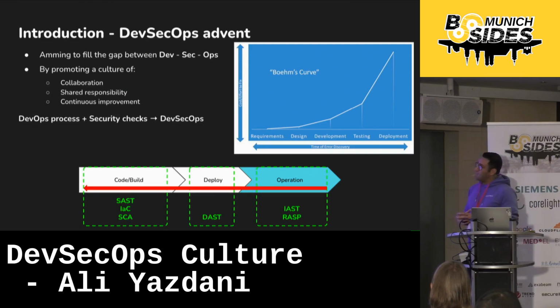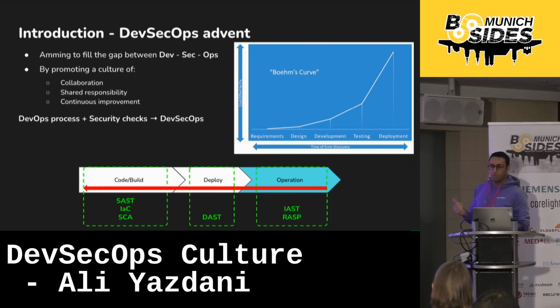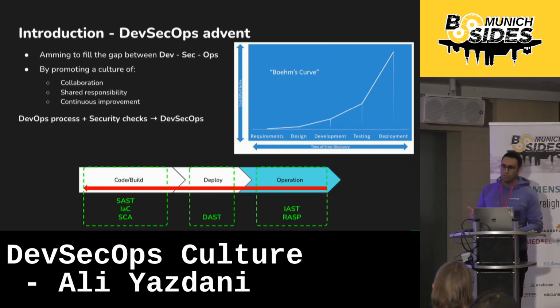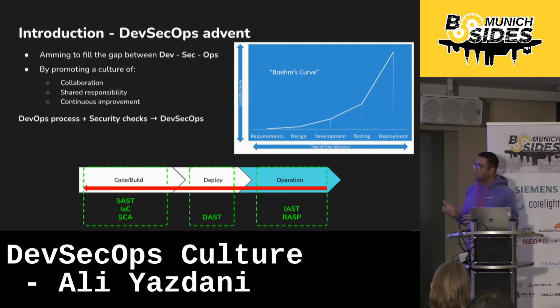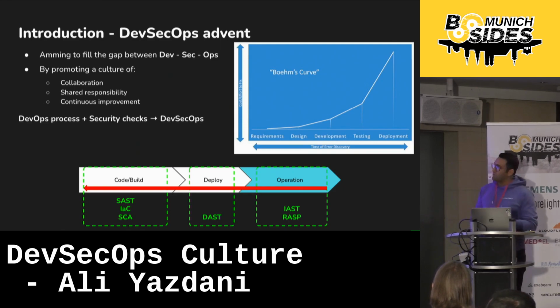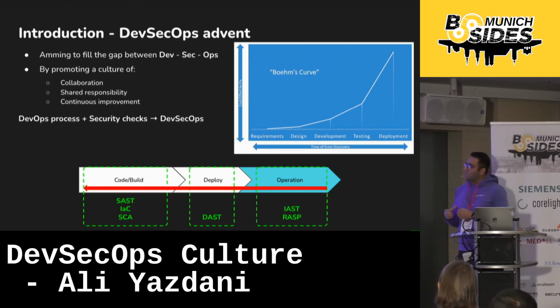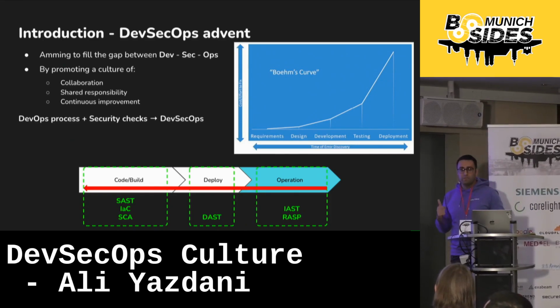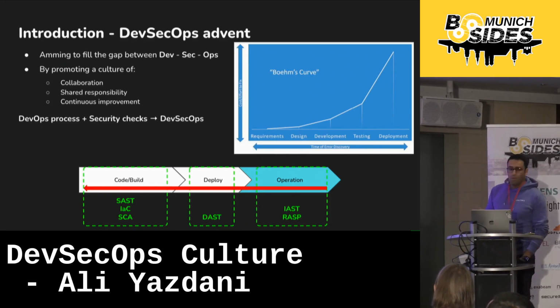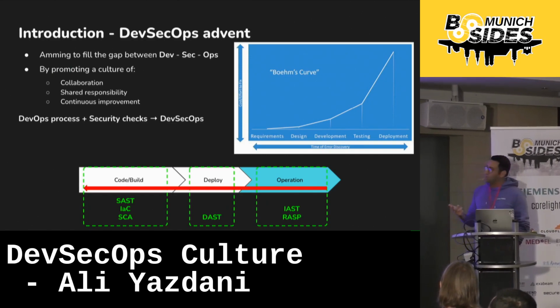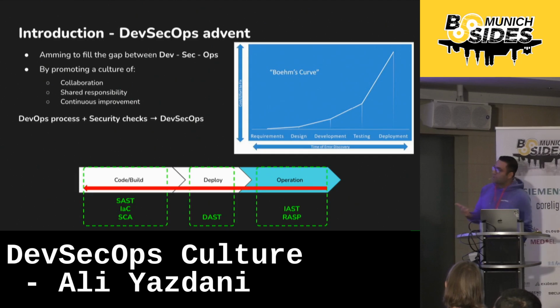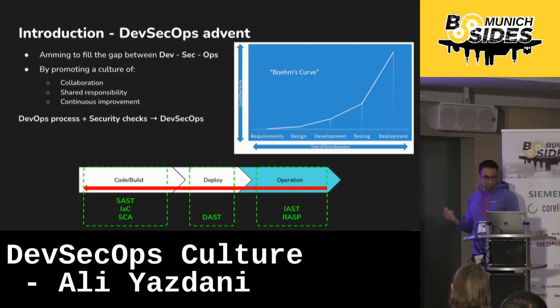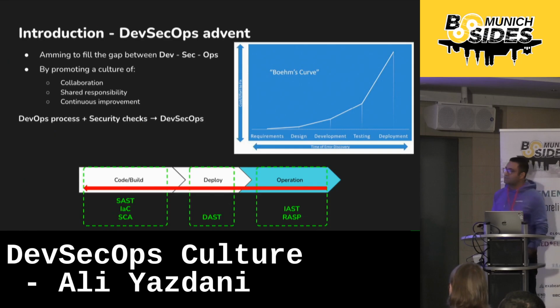With the advent of DevOps, this culture of security testing and this approach doesn't work. So they started bringing security in as a part of the development process, and that was when DevSecOps appeared. What DevSecOps aims for is to fill the gap between development, security, and operation, by promoting a culture of collaboration, shared responsibility, and continuous improvement.